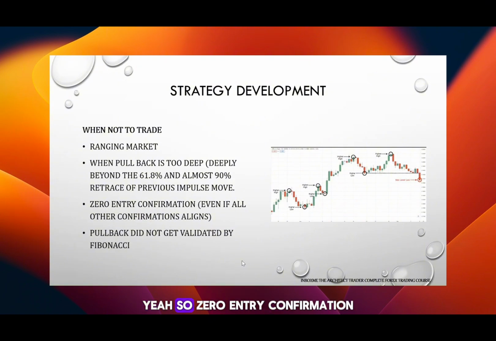So zero entry confirmation. If you're not seeing a confirmation, then you should not enter the market, because that is the final decision. That's the final thing you see to enter the market. If the pullback did not get validated by the Fibonacci, that means the pullback is just stuck in the premium zone. You don't want to buy or sell that type of market.